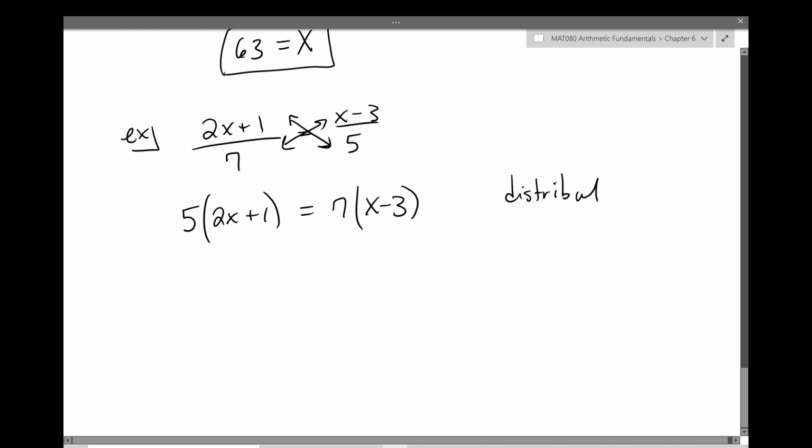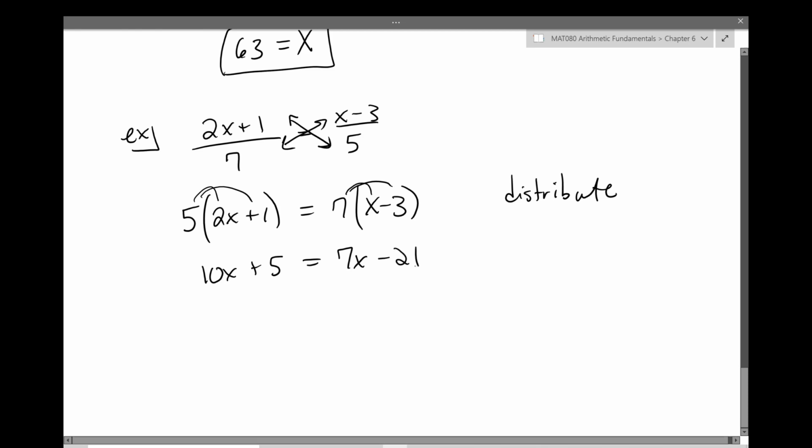Okay? I need to distribute. So 5 times 2, 10x. 5 times 1 is plus 5 equals 7 times x is 7x. And then 7 times negative 3 is minus 21.